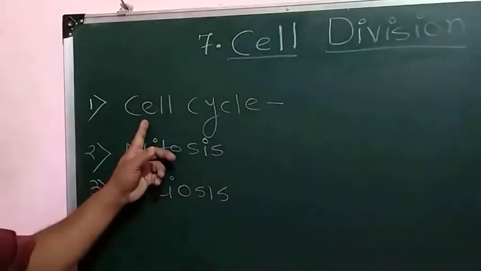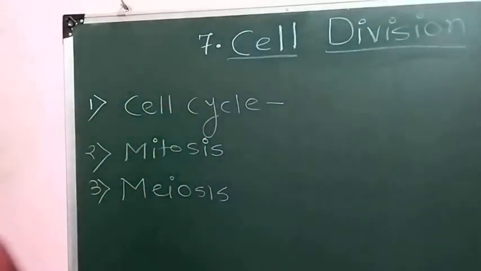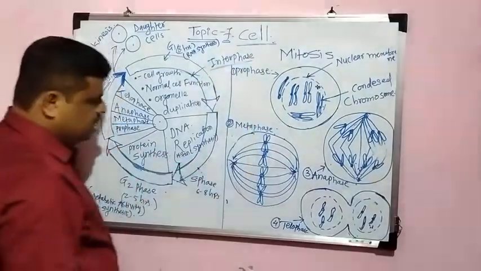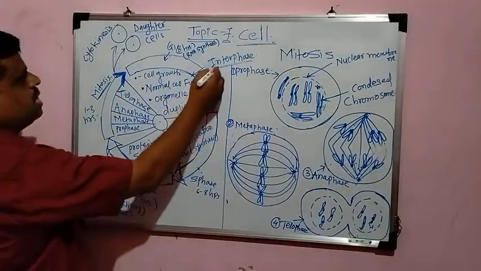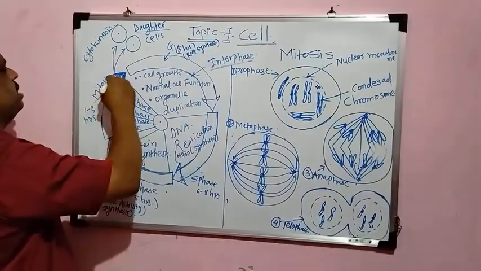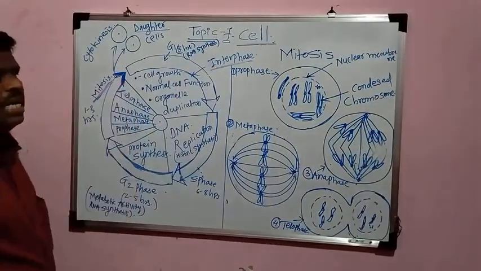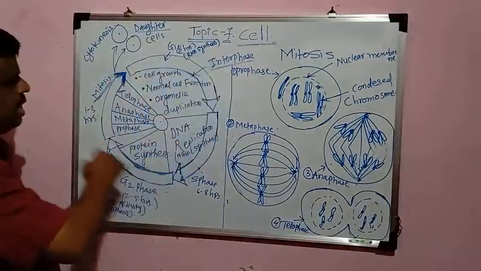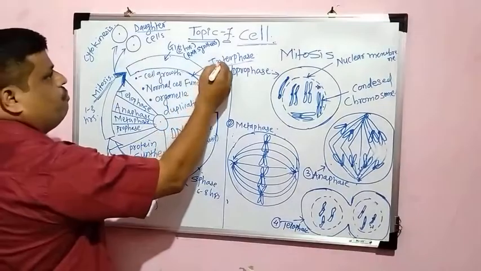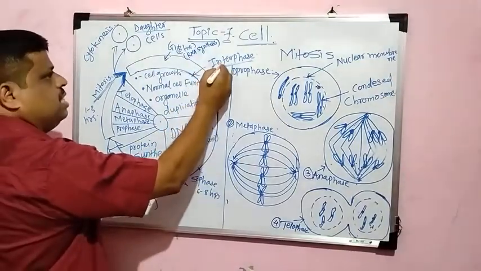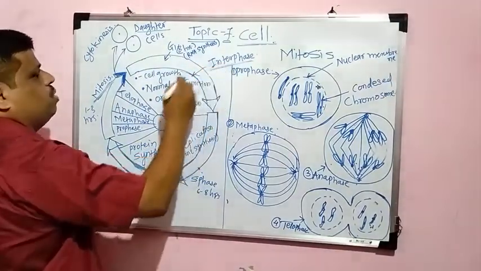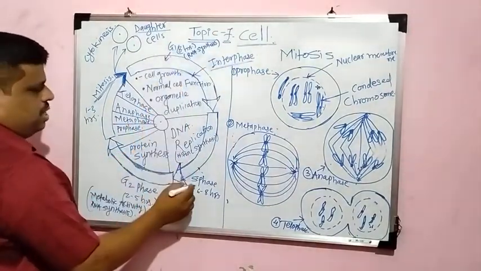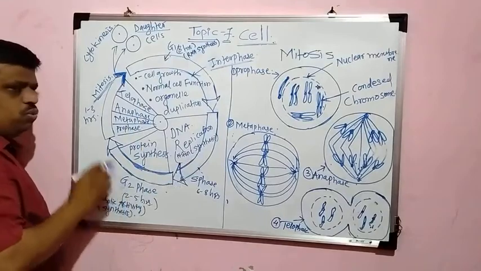The first part of the cell cycle is interphase and the second part of the cell cycle is a mitotic cell division or a meiotic cell division. Let us see first part of this cell cycle, that is the interphase. Now this interphase is further divided into three sub stages. First one is G1, S phase and the G2 phase.